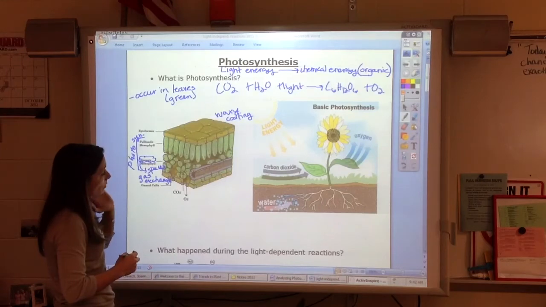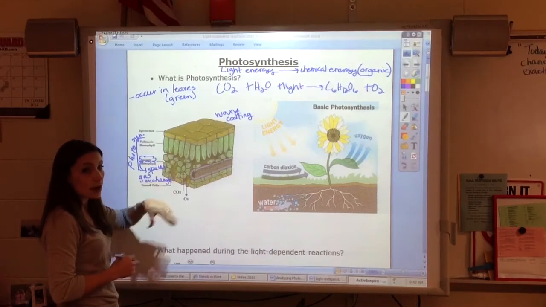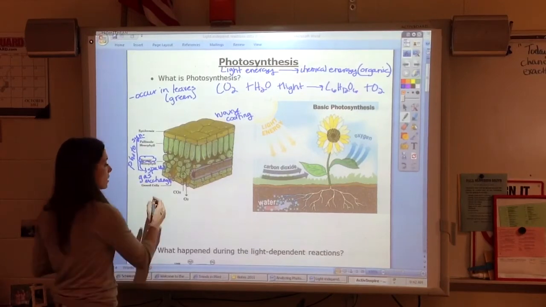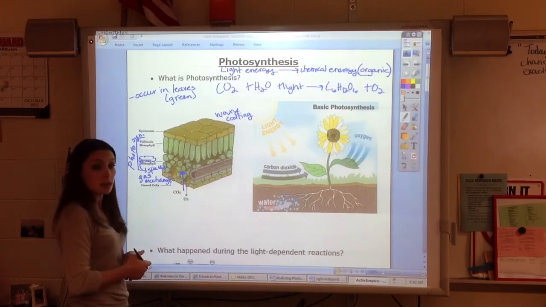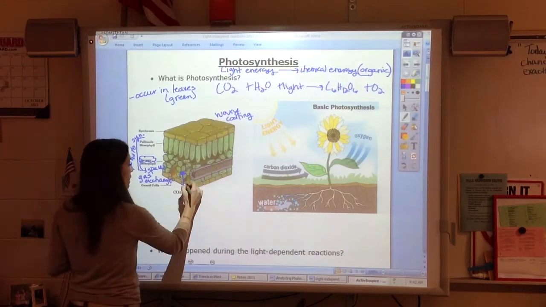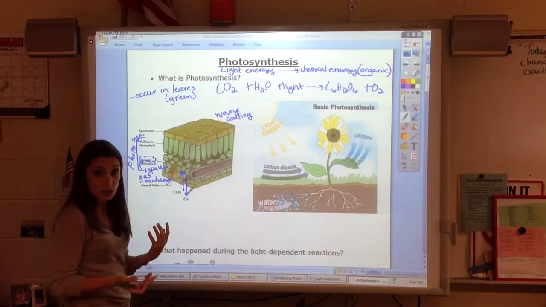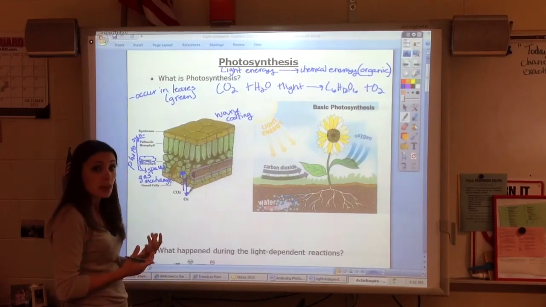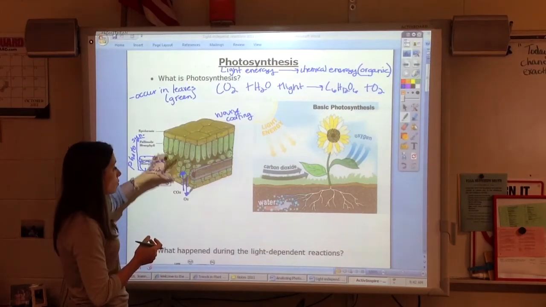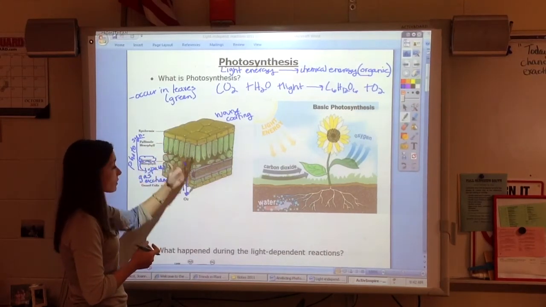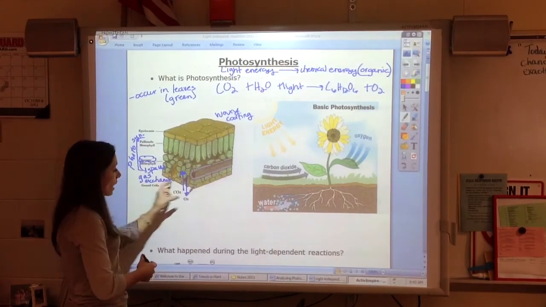The majority of the consumption of gas in a plant, so what gas does the plant use most, is going to be CO2. So we're going to see CO2 is mainly going to be going into the plant body, and oxygen is mainly going to be coming out. Does this mean plants don't use oxygen at all? No. They definitely use oxygen. But they're going to be using more carbon dioxide and releasing more oxygen in comparison to each other. So how do they do that?